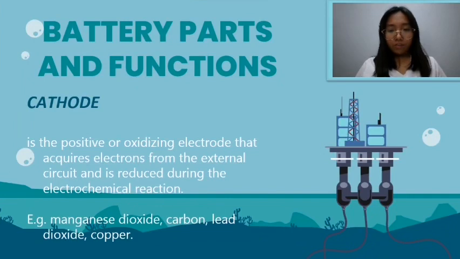So, next one is cathode. So, ano nga ba yung cathode? It is the positive or oxidizing electrode that acquires electrons from the external circuit and is reduced during the electrochemical reaction. For example, manganese dioxide, carbon, lead dioxide, and then copper. So what does it mean? So for the simpler word lang po, ang cathode, it is the positive side of the battery.